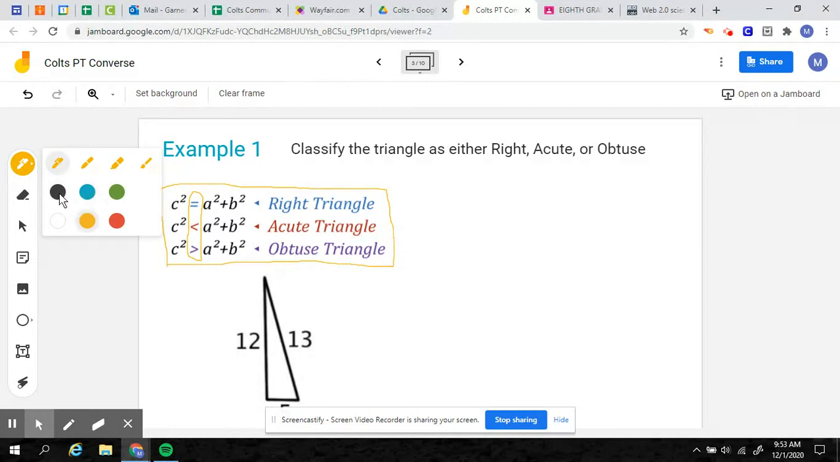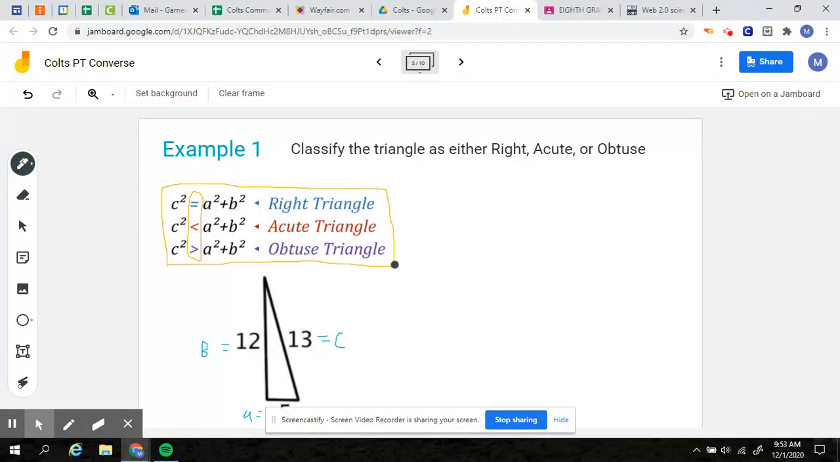So on my triangle, I first want to figure out which side is C. So remember, the biggest number is always C. So I know 13 has to be C. That means 5 and 12, it doesn't matter which one's which. One will be A, the other will be B. But the thing that really matters is that the biggest number is C.